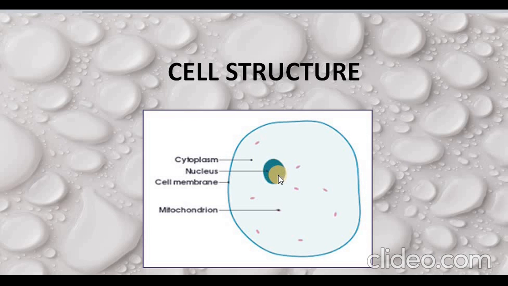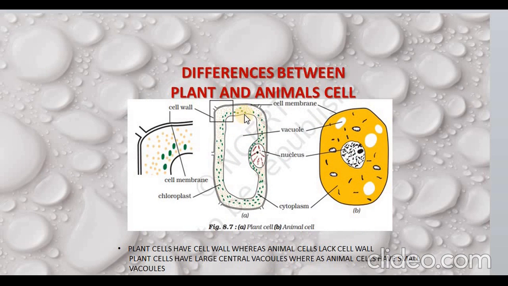The gap between the nucleus and the cell membrane or plasma membrane is known as cytoplasm. Cytoplasm contains a jelly-like fluid in which are embedded several small organs called organelles, which have different functions too. Cytoplasm and nucleus put together is known as protoplasm. Now let's see the differences between plant cell and animal cell.